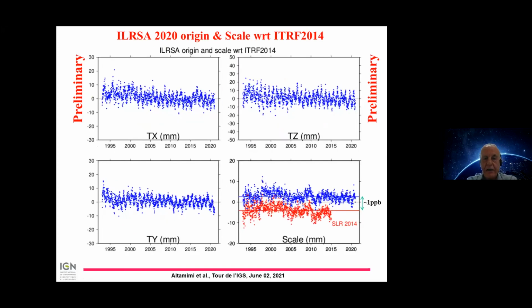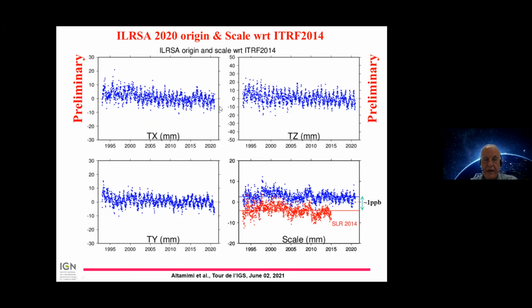Now the ILRS origin and scale. In blue is the new results of the ILRS TX, TY, and TZ. And here in these plots, I did not remove the annual or semi-annual signals, just to let you see that. But from that, we see that there is a stability. This is with respect to ITRF 2014.